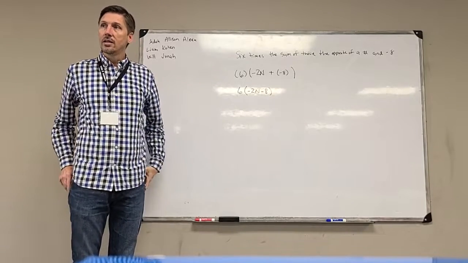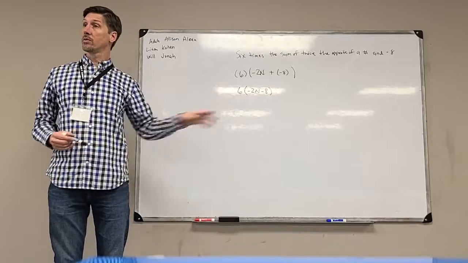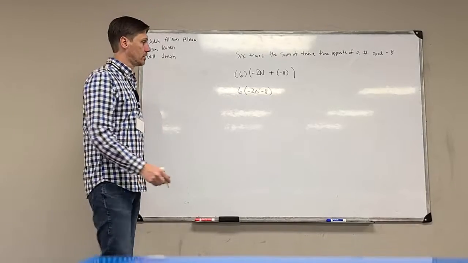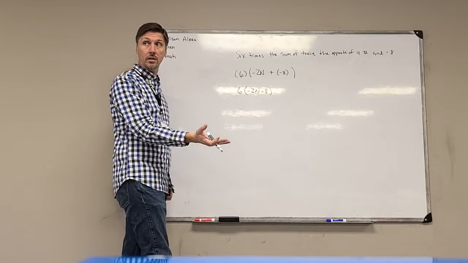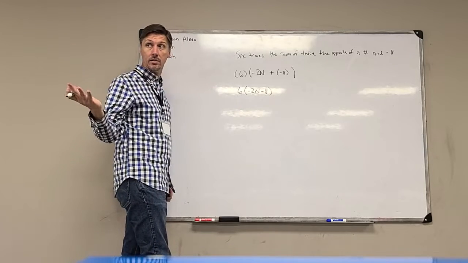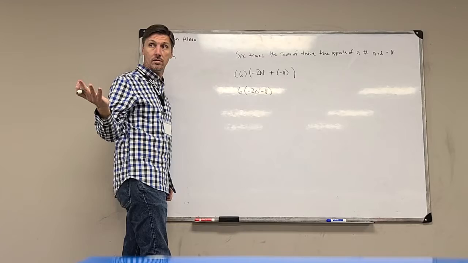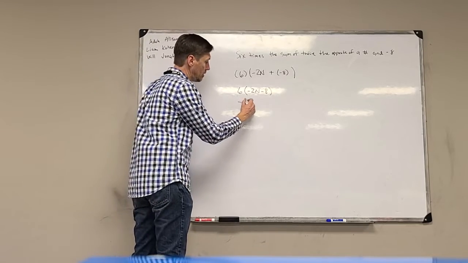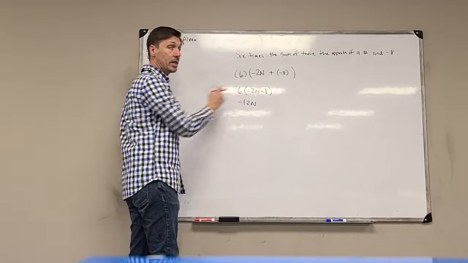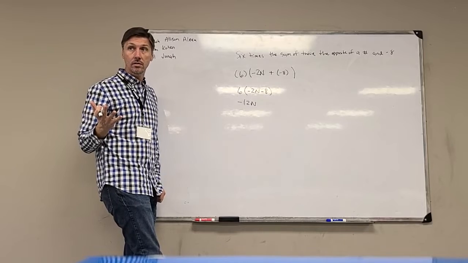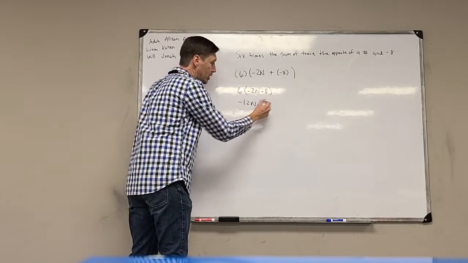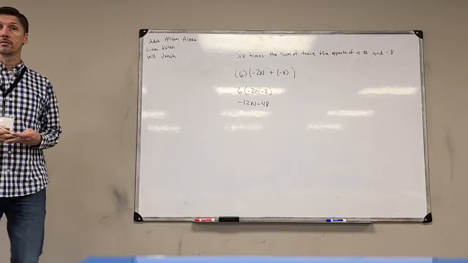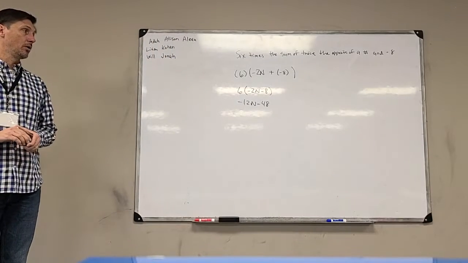Would you then simplify that? So you could. What would that simplify to be? 6 times negative 2n, which would be negative 12n, right? 6 times negative 8 is negative 48, right? So we could simplify it to be that, and both of those would work.